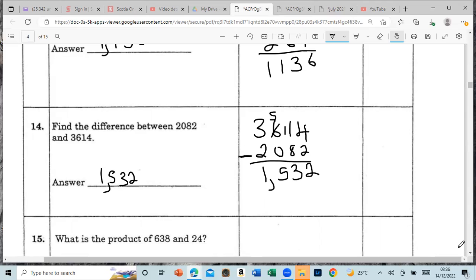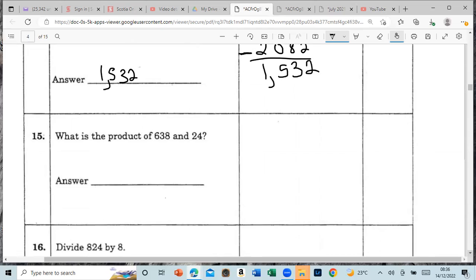Alright, number 15 says, what is the product of 638 and 24? So the product means to multiply. Alright, so my PEP, my SCA, my GED students, make sure that you guys know these terms. Alright, I should do a video on that. Type if you think I should do a video on that.